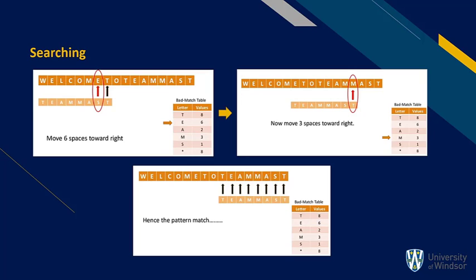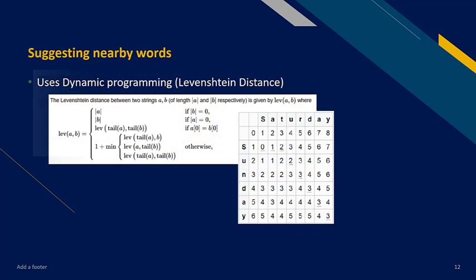Then hence the pattern is matched, since it goes from T, S, A, M, M, A, E, and T. So this is how the searching is performed in Moore's algorithm with the bad character approach. Coming to the next feature we have implemented, that is suggesting the nearby keywords.